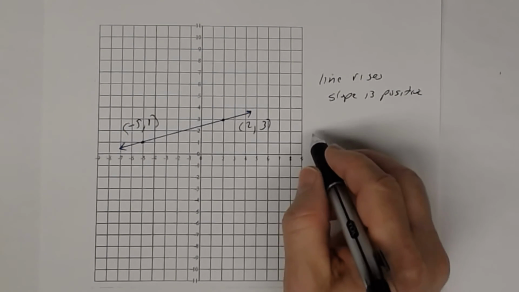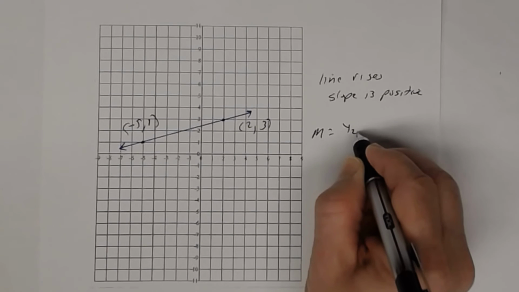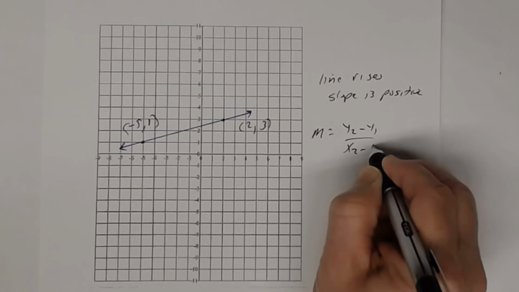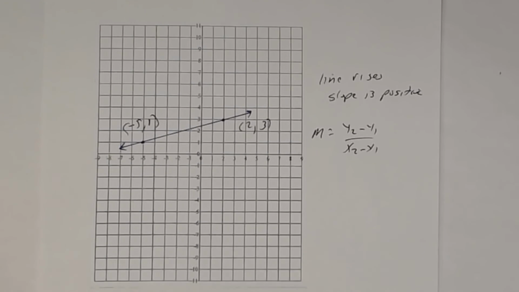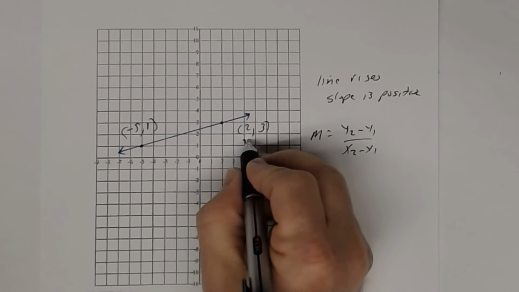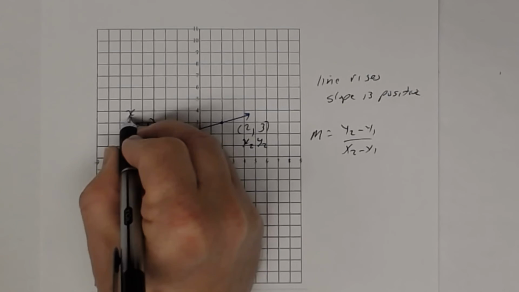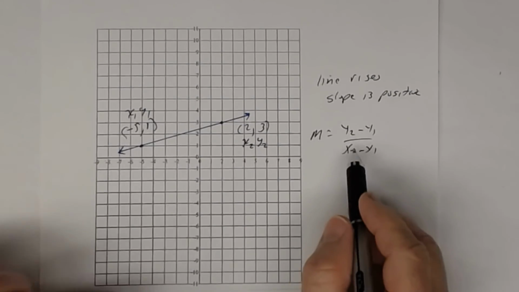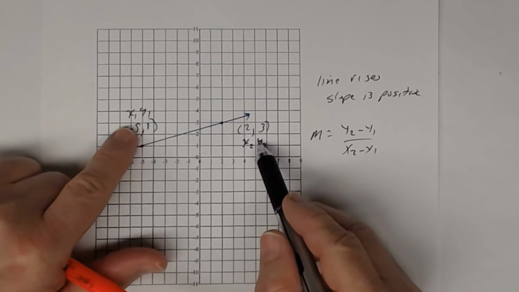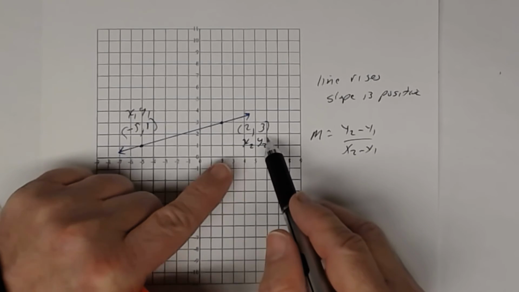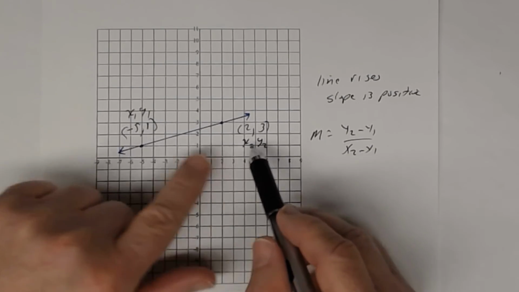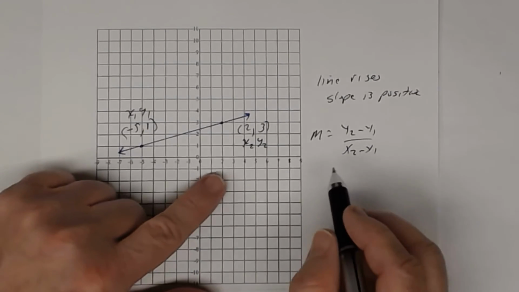All right, and so let's go ahead and find the slope. So the slope is y2 minus y1 over x2 minus x1. Let's go ahead and call this the second point right here. So let's say x2, y2, and this will be x1, y1. All right, so it always helps to label these. It really does. It's a good idea to label those points before you substitute into the formula.